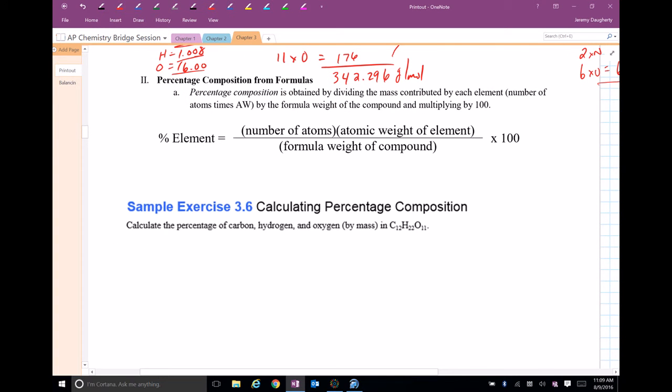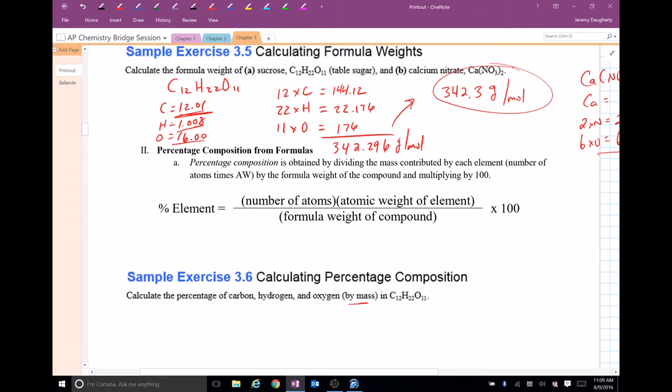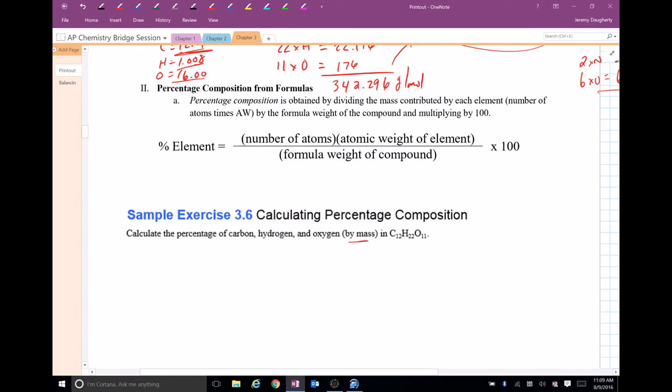On this one, C12H22O11, we already did the molar mass of it on sample exercise 3.5. So let's get the percentage of carbon. I want to know what percent by mass of this compound is carbon. So I'm going to take the carbon atoms, which is 12, and multiply by the atomic weight of that carbon atom, which is 12.01. And that's actually divided by the molar mass of everything. So in this case, 342.296.